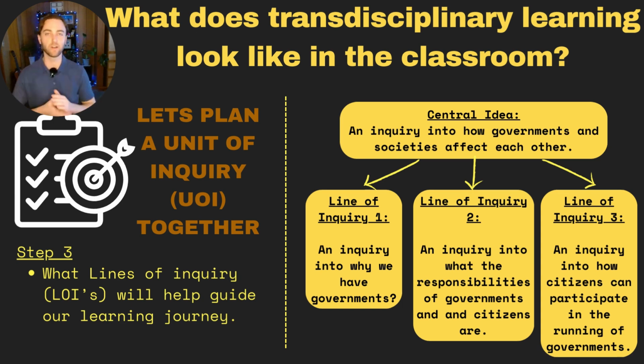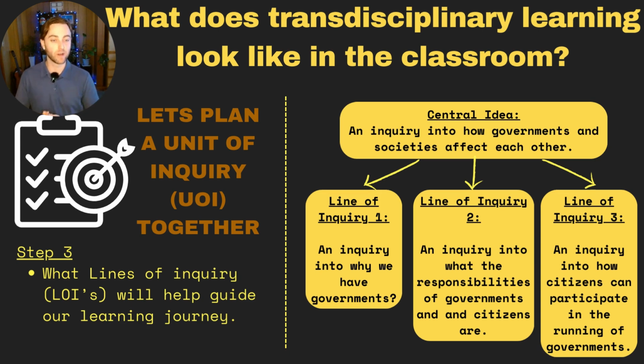Okay, so in our unit of inquiry here that we are going through, we will look at an inquiry into why we have governments in the first place. There must have been a time in the past where there were no governments, so what happened with those people? Why did we decide to create governments? Line of inquiry number 2 is an inquiry into what the responsibilities of governments and citizens are. Okay, how can citizens get involved? What is the government's responsibility towards us, and what do citizens do if the government does not deliver? And then vice versa. What is the citizens' responsibility to the government, and what does the government do if the citizens don't follow those rules or the responsibilities?